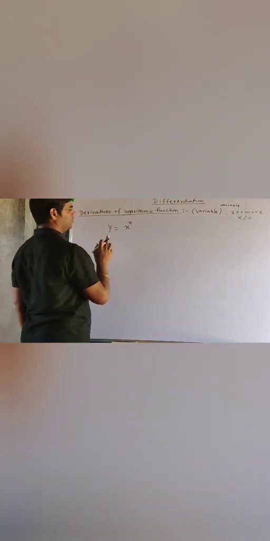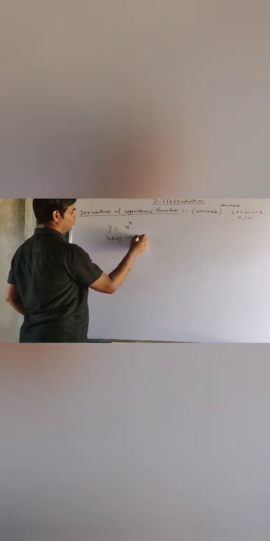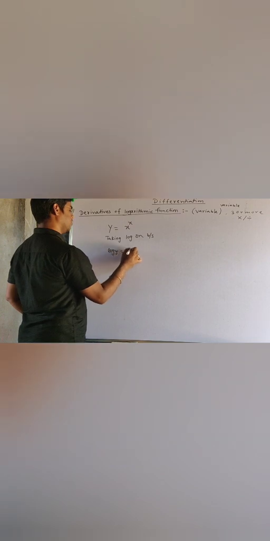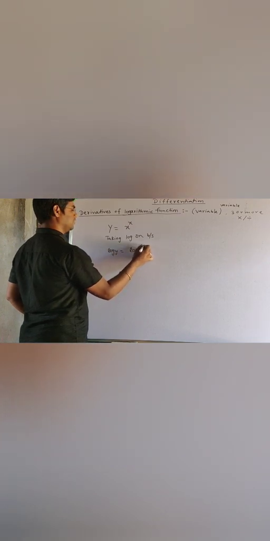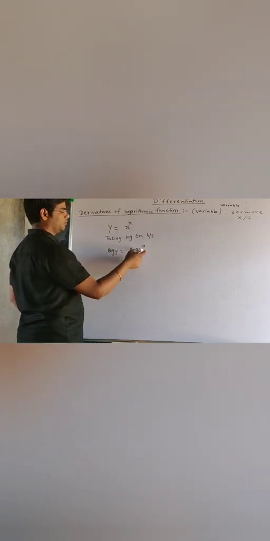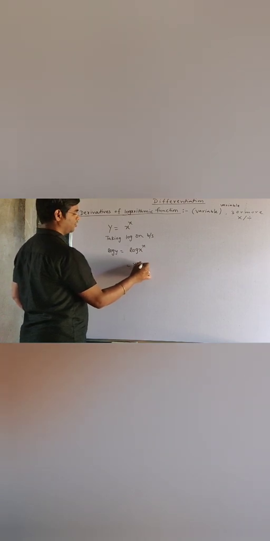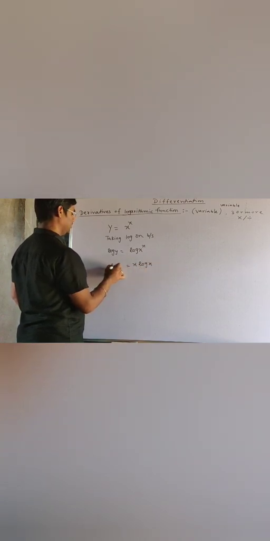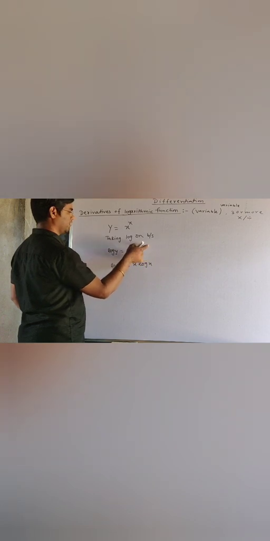Variable raised to variable means what? You have to take log on both the sides. So taking log on both the sides, log y is equal to log x raised to x, and we know the exponent law in logarithm, it becomes x log x. Here we have applied the exponent law, m raised to n becomes n log m.